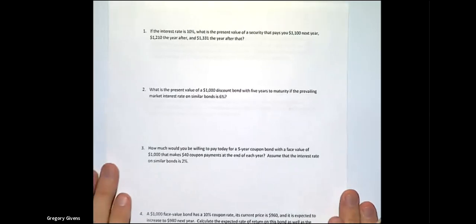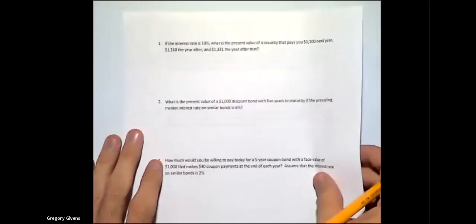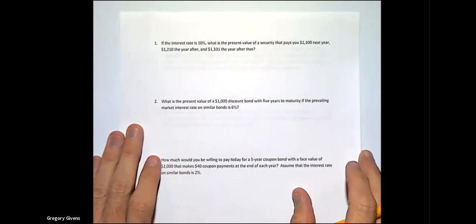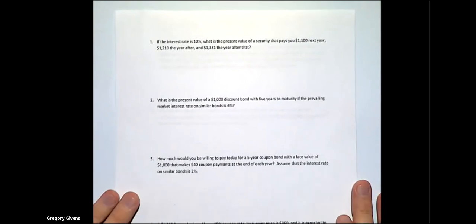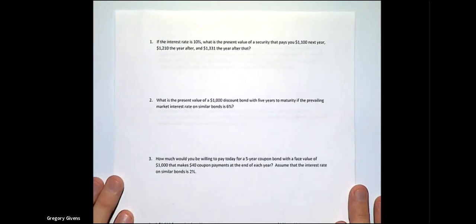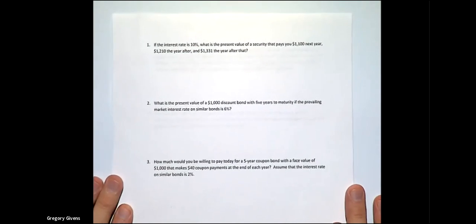Okay, let's see how many of these we can do here in the first part of class today. The first few are about bond pricing and present value. So if the interest rate is 10%, what is the present value of a security that pays $1,100 next year, $1,210 the year after, and then $1,331 the year after that?